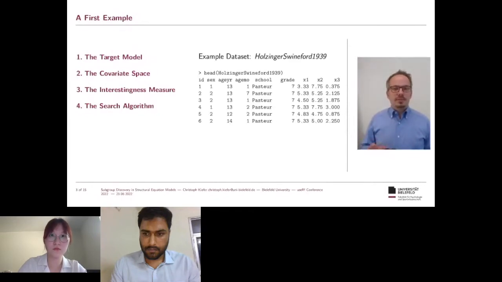Let me illustrate these steps using the Holzinger-Swineford dataset, which is shipped with Lavaan. It contains some measures on general mental ability for students from different schools, grades, and genders.